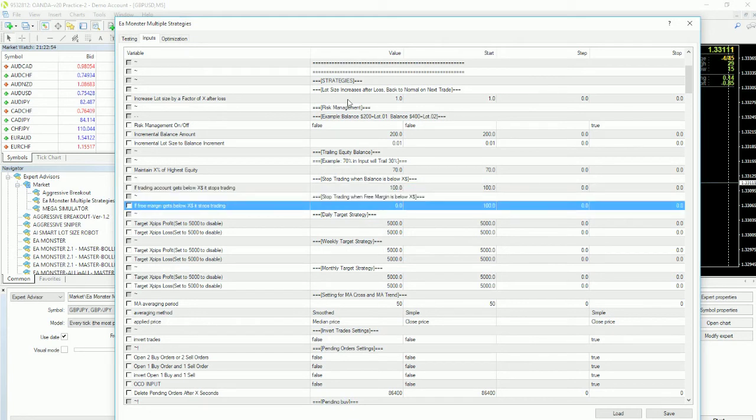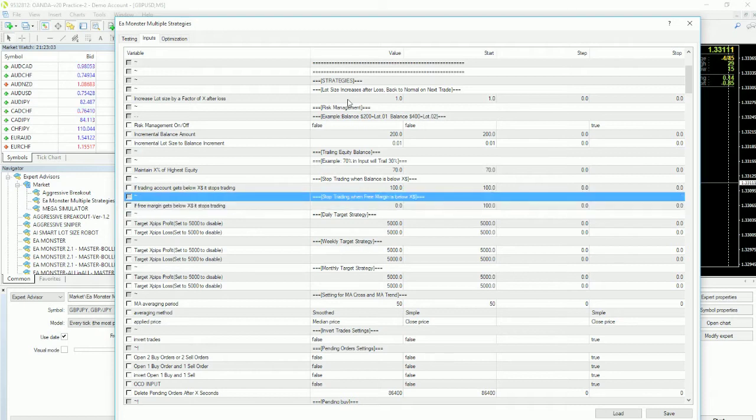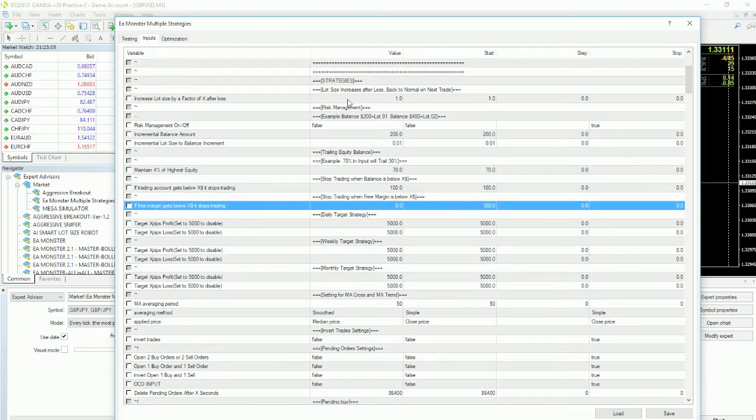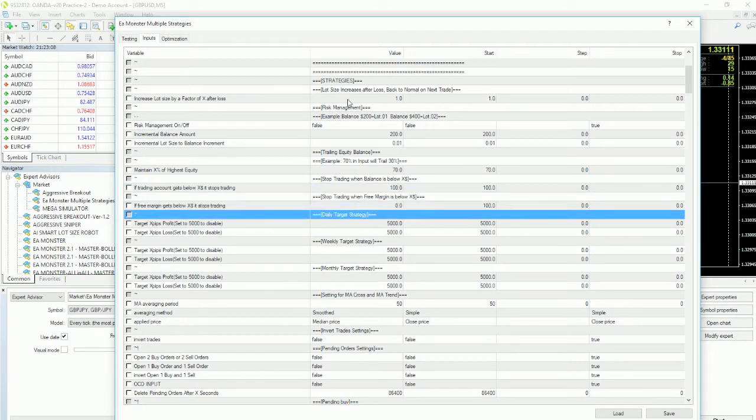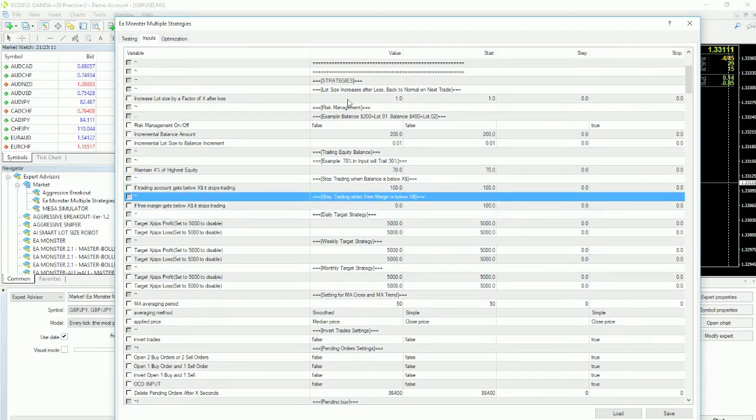If you have a small account, put it at like $200. If you're using something like Euro USD, you might be able to get away with $100 there, but obviously the British pound pairs, you're going to need a higher amount there, $200, $300. And obviously you can bump that up even higher if you have a bigger account. You just bring it up to where you don't want the free margin to go.